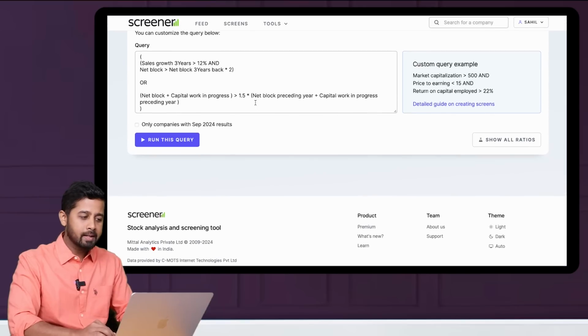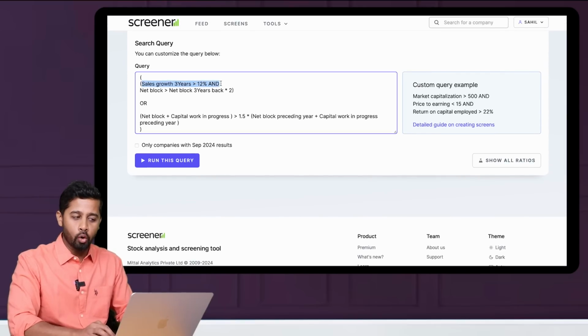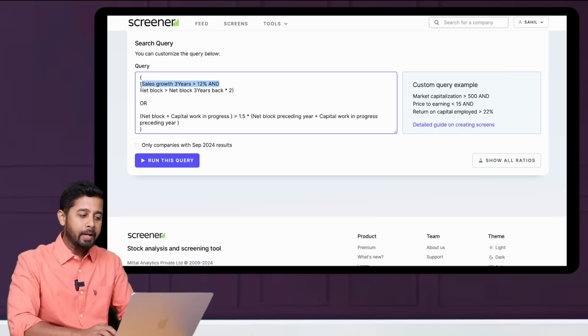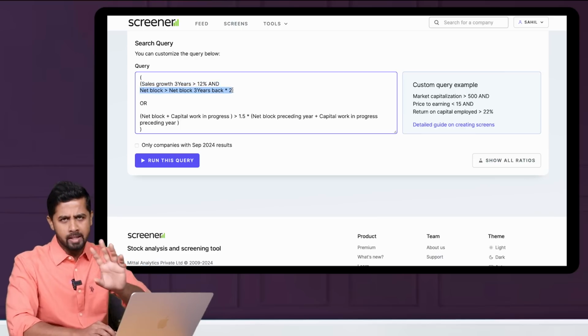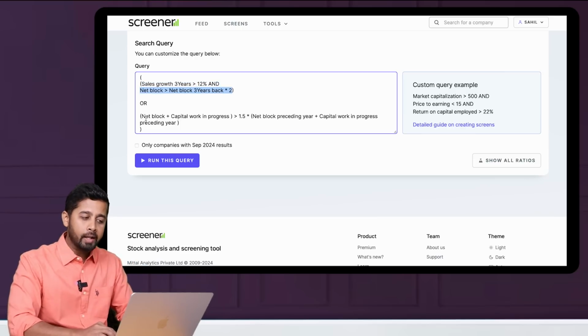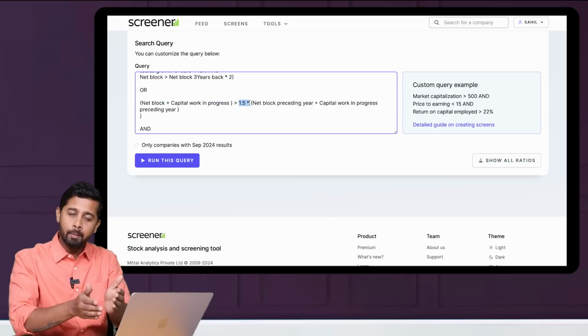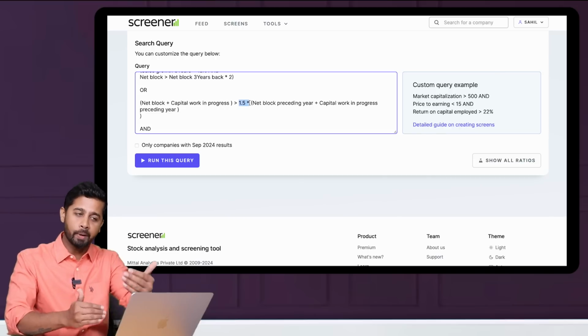Now what is the query for this? So sales growth 3 year is more than 12%. Again, they've also used sales growth should also be more than 12%. Net block should be greater than net block 3 years back into 2. So net block is nothing but your total asset. Or net block plus capital work in progress should be greater than 1.5 times the net block and capital work in progress of previous year.